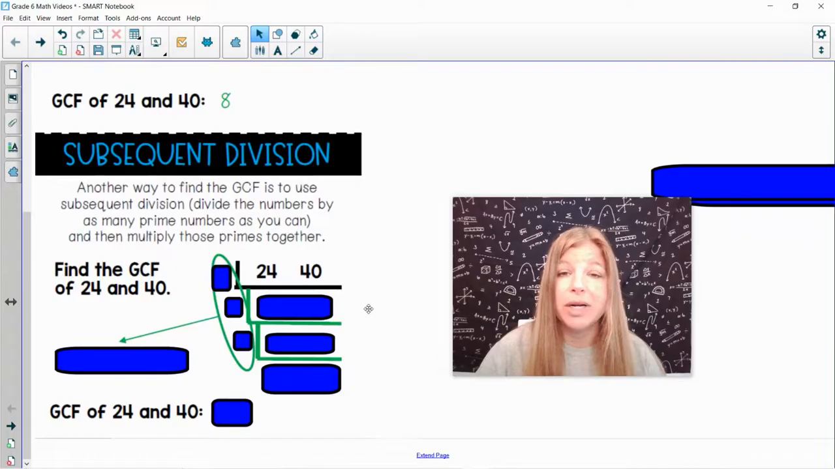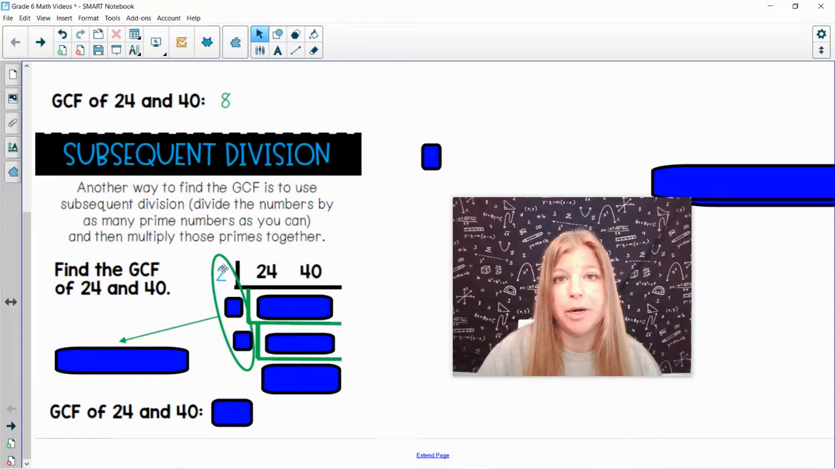So here, what I do is I start with the smallest prime number. The smallest prime number is 2. Does 2 divide into 24 and 40? Absolutely. And so I would put a 2 outside of my division bar. How many times does 2 divide into 24? It goes into it 12 times. 2 goes into 40, 20 times.